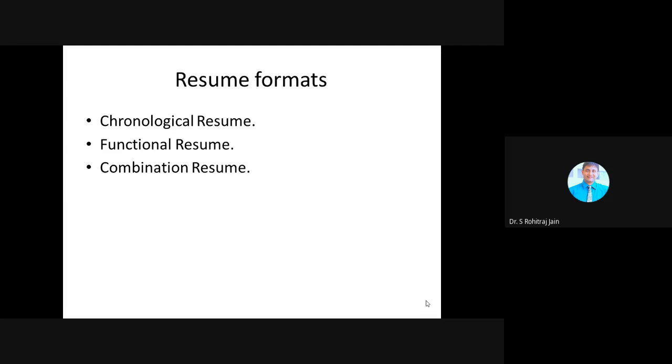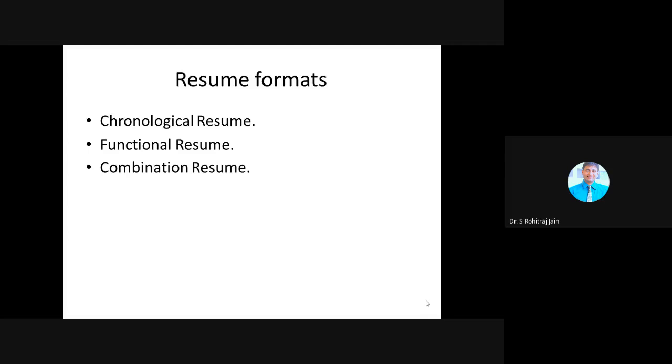See, in case of chronological resume, as everybody knows, it calls attention to a stable work history or employers with a strong name recognition. Then it even demonstrates the upward mobility and promotions in the course of a single career path. Because the moment you hold the resume, it will tell the complete story of yours. The last work is considered first, going backward, okay? And it is favored by employers for the purpose of making comparisons.